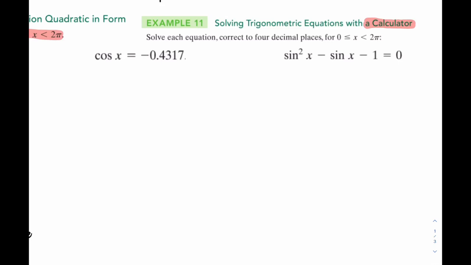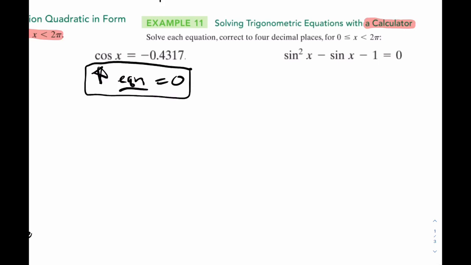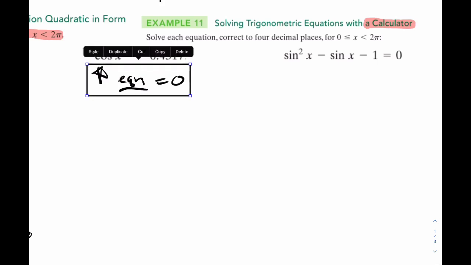For solving all these with a calculator, make sure you put a big note here, big star. You want your equation, whatever it is, to equal 0. That's huge. Okay, so put a box. Really highlight that. That's important. So I'm going to 3D box that really quick.